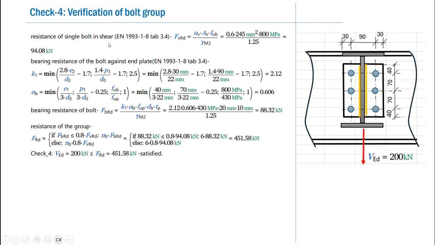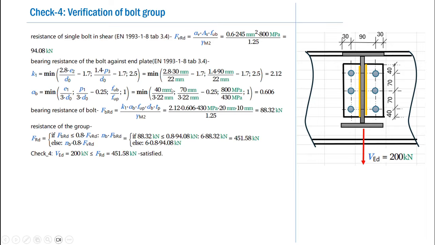Now we can obtain the shear resistance of the single bolt using Table 3.4 of EN 1993-1-8, according to which FvRd is alpha into As into fub by gamma M2. Remember here alpha is 0.6 and As is the stress area, that is 245 mm square. And this provides us the capacity of the bolt in single shear as 94.08 kilonewton.